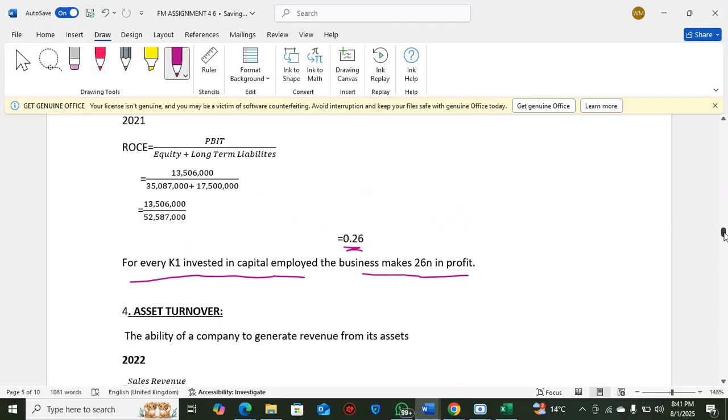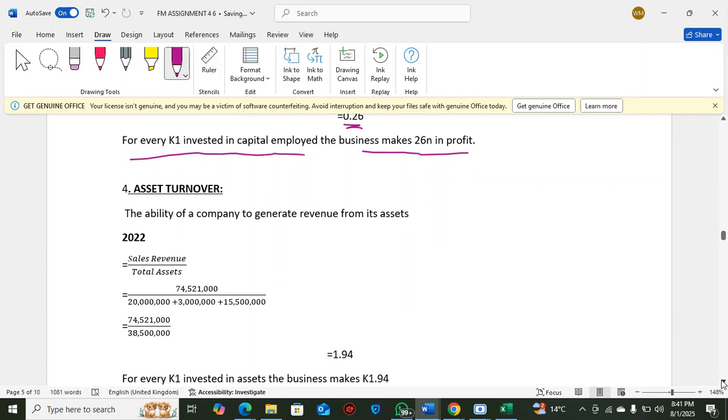Then another profitability ratio, asset turnover: how a company generates revenue from its assets. So it's basically the sales revenue over your total assets.